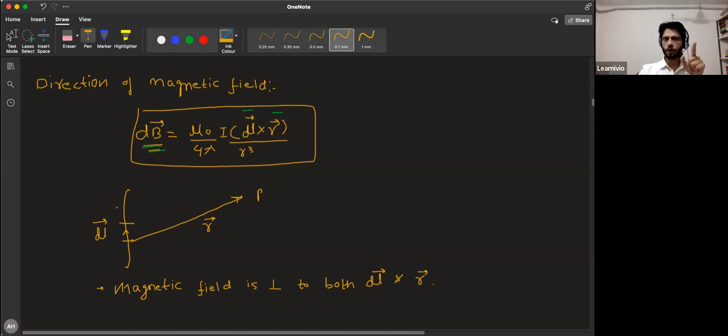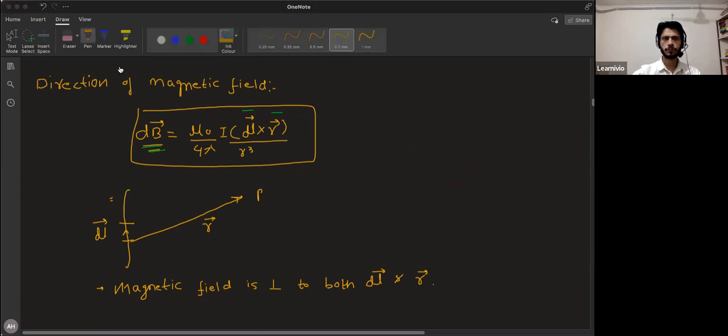Okay, just do one thing. Draw this in your notebook. We will do all directions using the plane of your notebook. Draw this thing in your notebook, everyone. Then we will decide the direction. Yes, sir. Done.